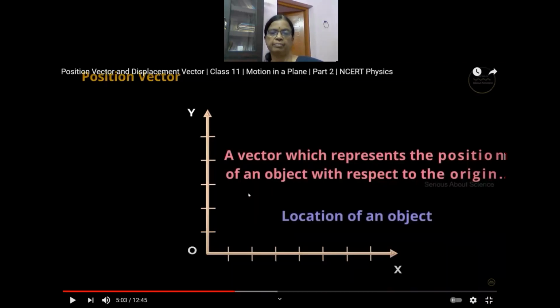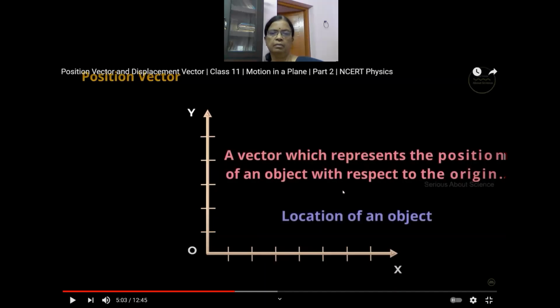Position, as the name shows, it gives us where it is. Position vector, location of the object with respect to the origin. With respect to origin, where is the point lying? So the vector which represents the position of an object with respect to the origin, that is position vector. Where is it? With respect to the origin, where is it? That it gives, and that means it gives the location of the object.